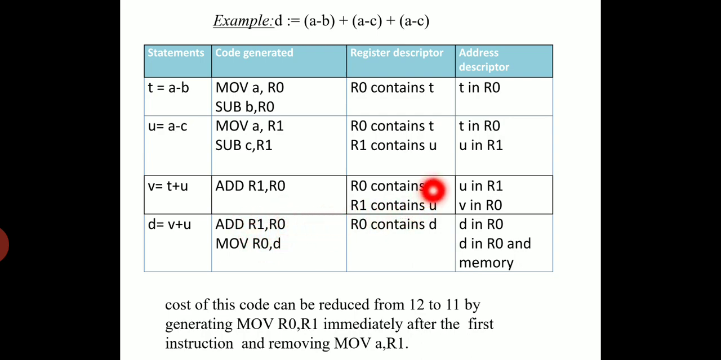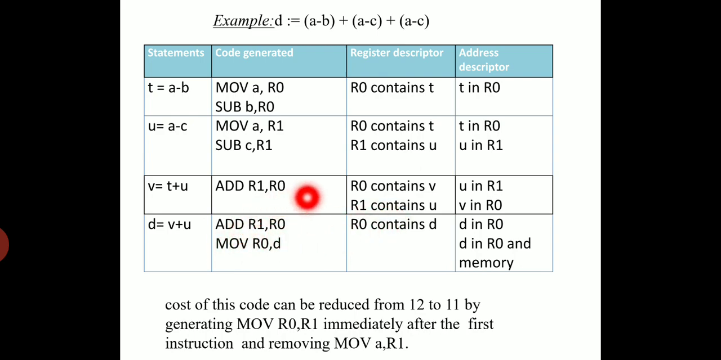The prior content of R0 was V. It was replaced with D. And also that content of R0 is kept in memory too. Move R0 comma D. It is moved to D because it is already assigned to D. Now we compute the cost of this. Cost for generating this much of instruction for this intermediate code statement will be 12.